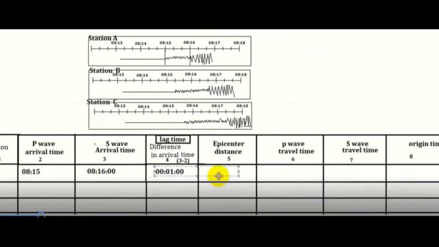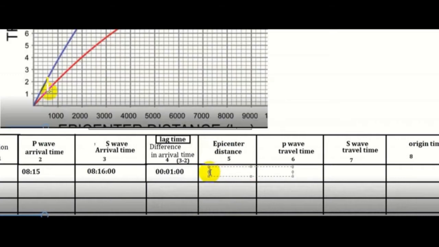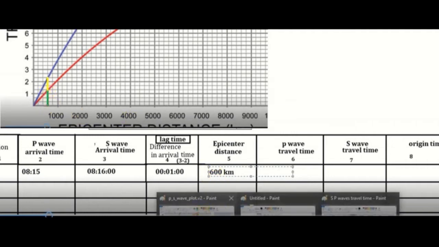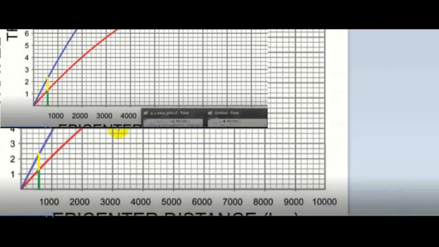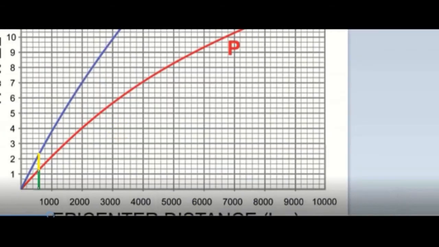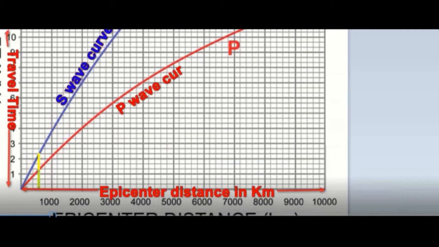Now extend a vertical line downward from the point where lag time touched the P wave curve. This extended vertical line will touch a point on the axis denoting epicenter distance. This touch point will be the distance of the epicenter from a particular station. Here it touches at 600 km on the epicenter distance axis.